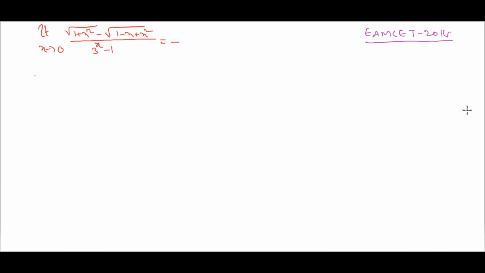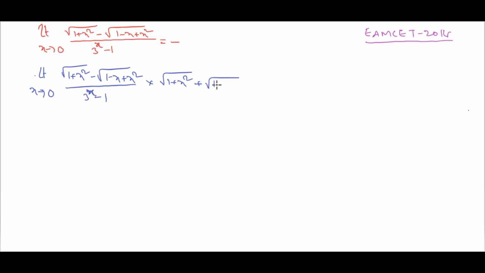Friends, this problem is from EAMCET 2014. Here is given limit x tends to 0, (square root of 1 plus x square minus square root of 1 minus x plus x square) by 3 power x minus 1. So take rationalization, that is limit x tends to 0, (square root of 1 plus x square minus square root of 1 minus x plus x square) by 3 power x minus 1. So the rationalizing factor is (square root of 1 plus x square plus square root of 1 minus x plus x square) by (square root of 1 plus x square plus square root of 1 minus x plus x square).